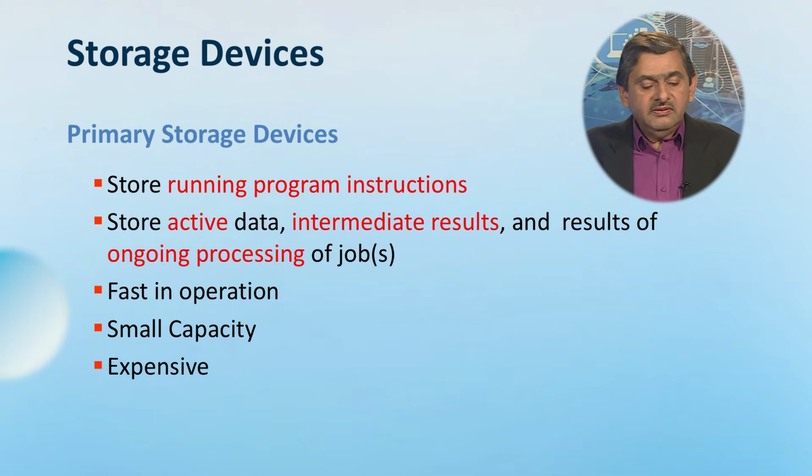The primary storage devices store running program instructions that are in use. That is, they store the active data, they store the intermediate results and results of ongoing processing of the jobs. And what are the characteristics of primary storage devices? These are, they are fast in operation, has a small capacity, but expensive to purchase.